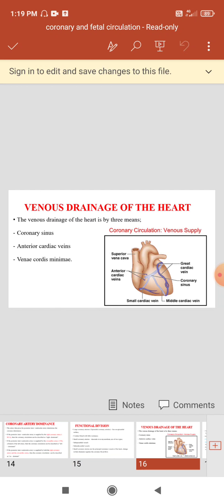So next we'll see the venous drainage of the heart. Like we all know, the venous drainage is through the coronary sinus, anterior cardiac veins, and venae cordis minimae.